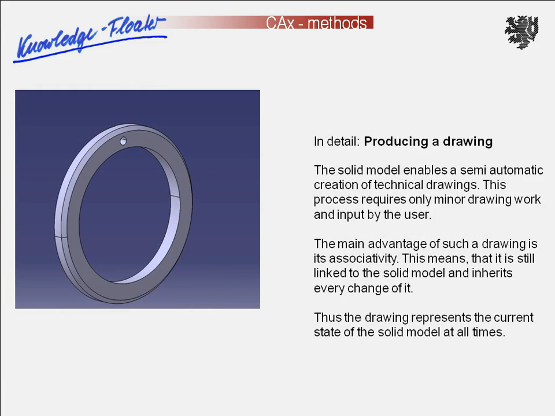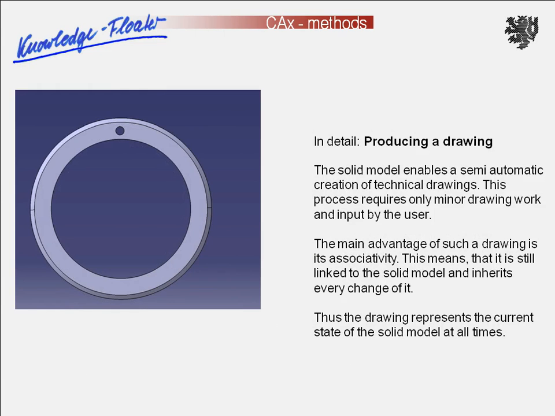In detail, first, producing a drawing. The solid model enables a semi-automatic creation of technical drawings. This process requires only minor drawing work and input by the user. The main advantage of such a drawing is its associativity. This means that it is still linked to the solid model and inherits every change of it, so the drawing represents the current state of the model at all times.